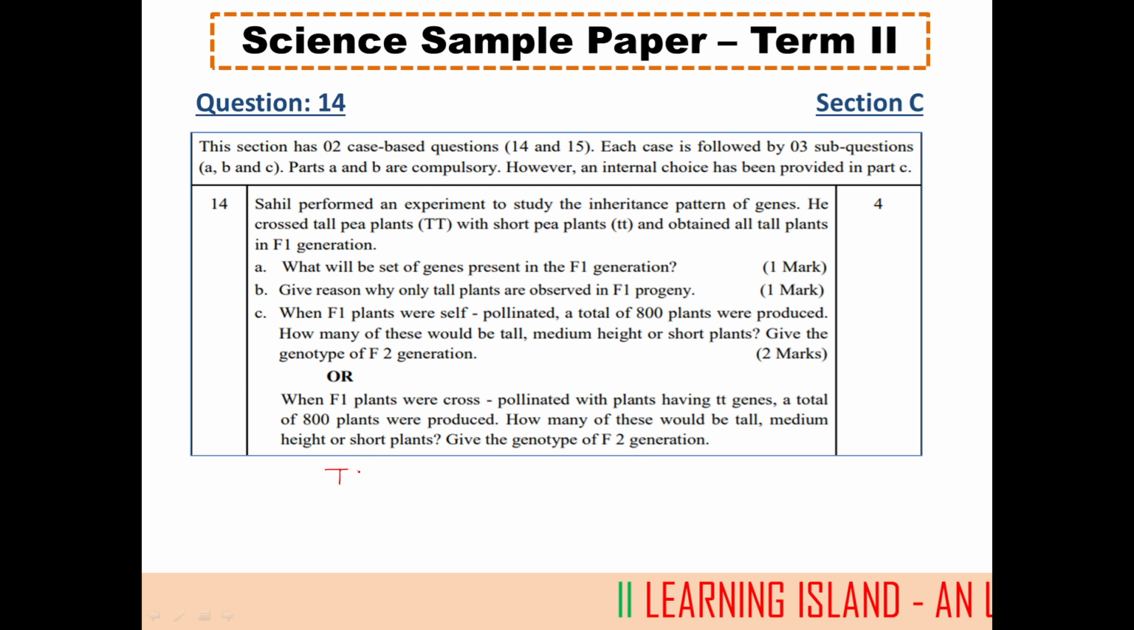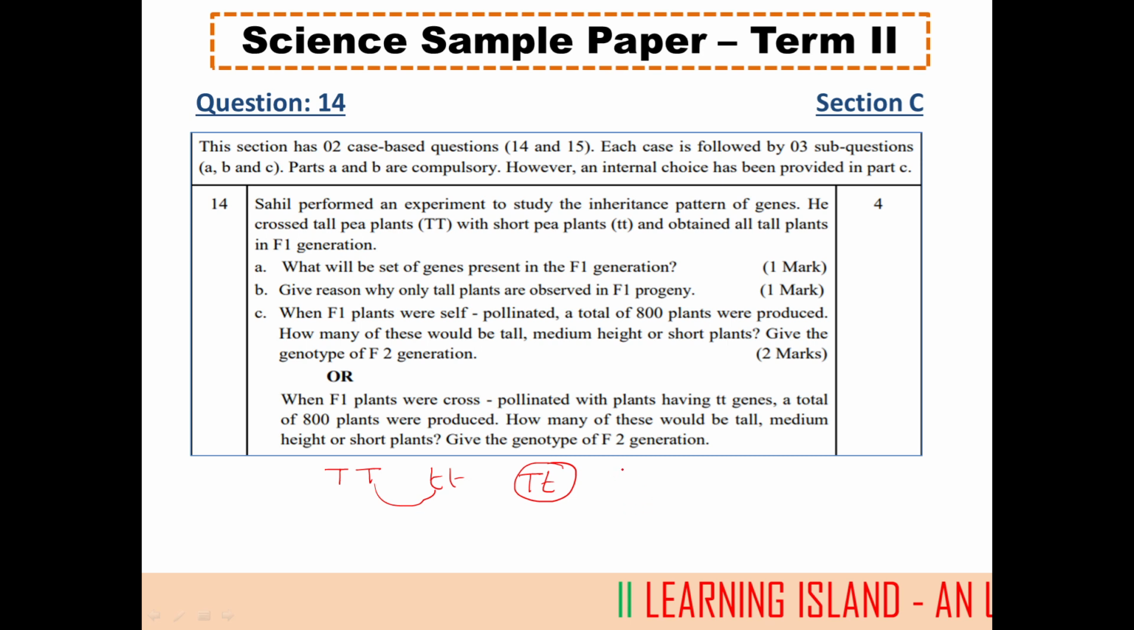Here are the gametes, small t and small t. If I make a cross pollination, we will get Tt. So only one type of gene will be obtained here. So the first question: what will be the set of genes? It will be capital T small t. Now in the second question: give reason why only tall plants are observed in the F1 progeny.